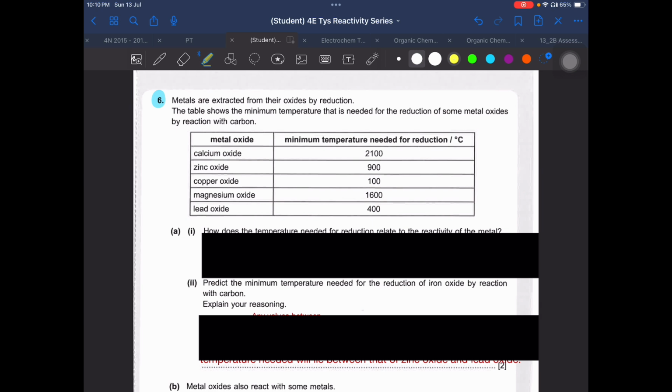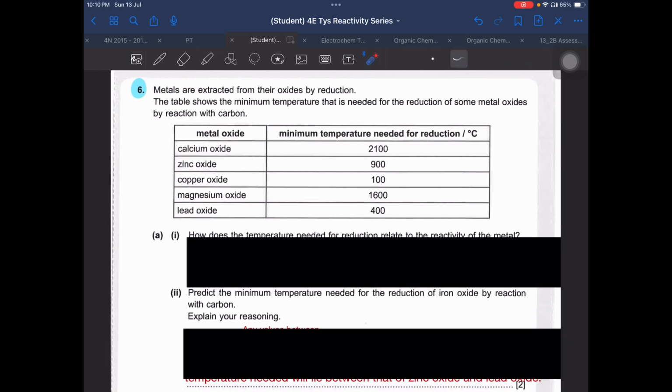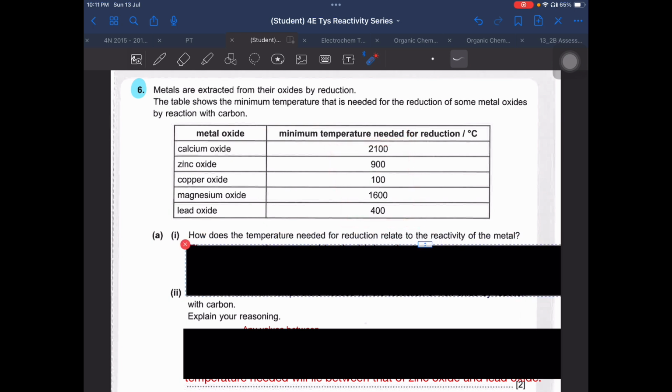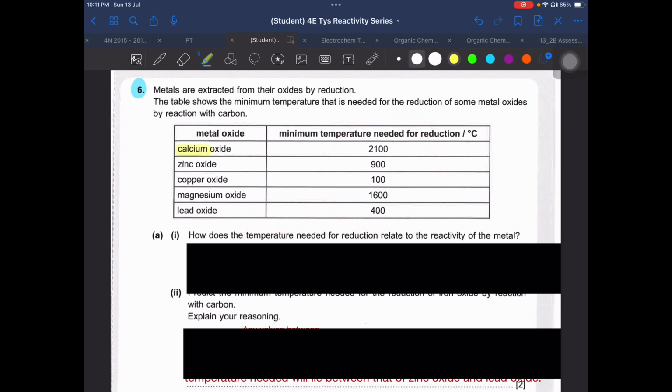Now question 6 is looking at a setup in terms of the extraction of metal from the oxides by reduction. And we can look at the trend data over here. We can see that there are different types of metal oxides, and then we have the different minimum temperature needed for reduction. The first question is asking, how does the temperature needed for reduction relate to the reactivity of the metal? So what we can do first is to look at these different metals and then see whether we can see a certain pattern in terms of their minimum temperature.